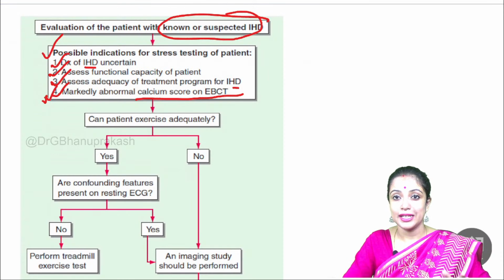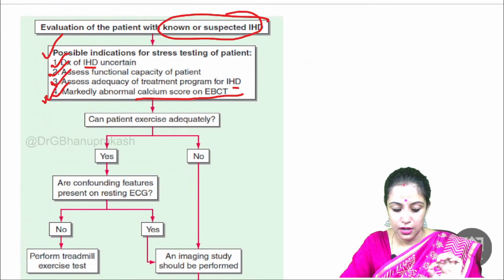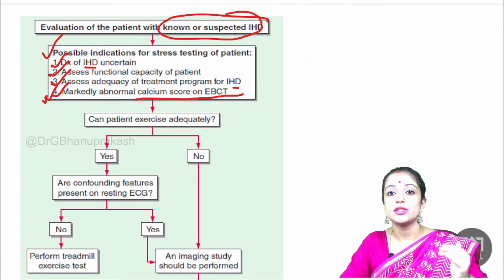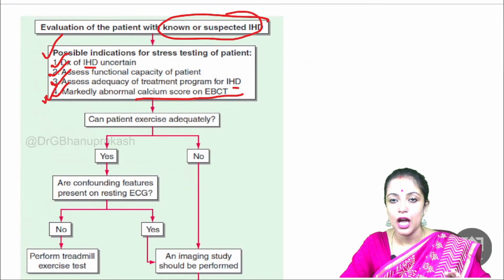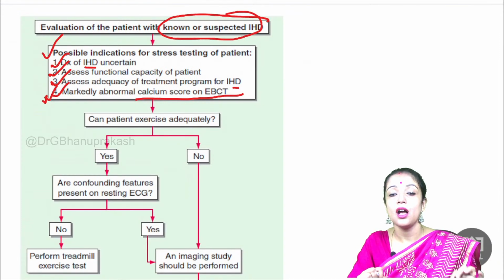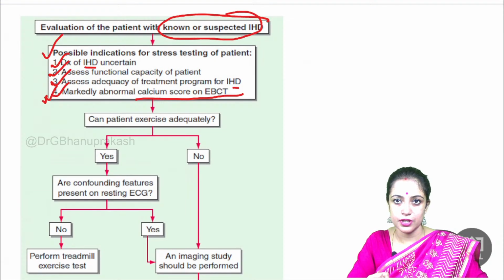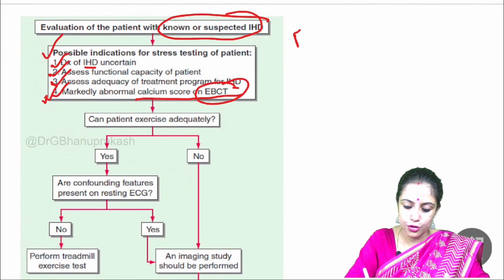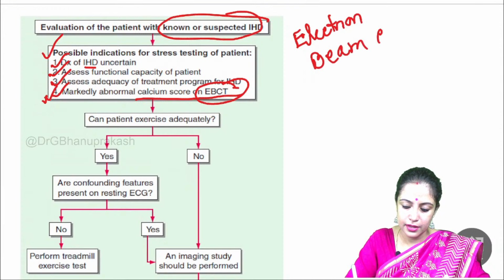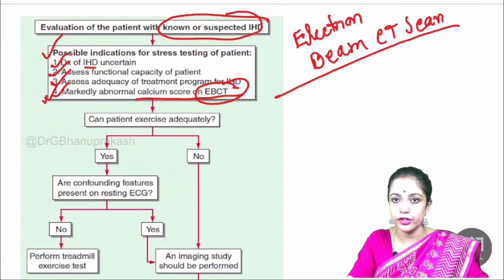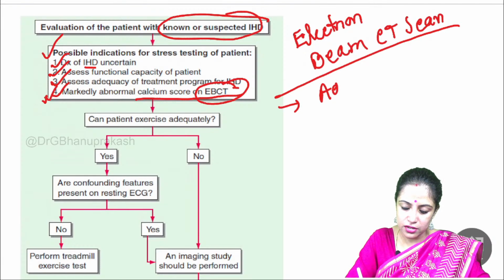Why it is important to know the calcium score of the coronary artery? It is because the atherosclerotic plaque undergoes calcification over a period of time. And if we can quantify the calcium content in the coronary artery, we will be able to know the extent of atherosclerosis in the coronary artery. And it can be done with the help of EBCT, electron beam CT scan. And for quantifying the amount of calcium in the coronary, there is a score which is known as Agatston score.